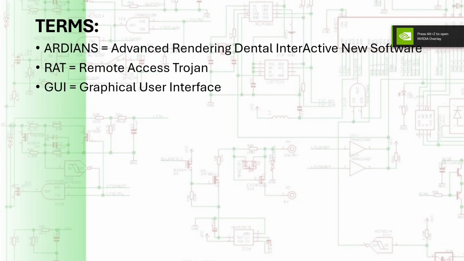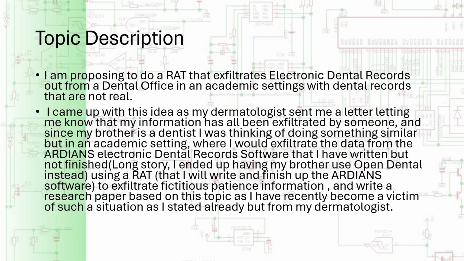ARDIANS is my electronic dental software that I developed over a decade ago, but it was never deployed, and it was never finished. So I went ahead and finished that earlier this semester, and I called it then Advanced Rendering Dental Interactive New Software. Now, Ardian is the name of my brother, so I made his name fit into the acronym. RAT is a remote access Trojan, and GUI is graphical user interface.